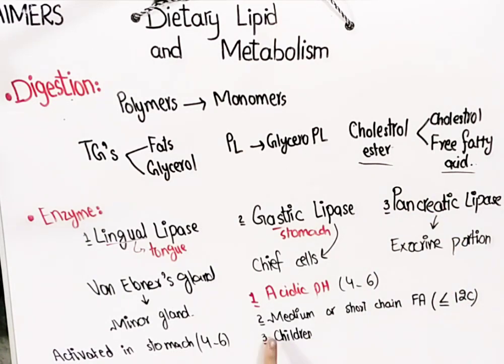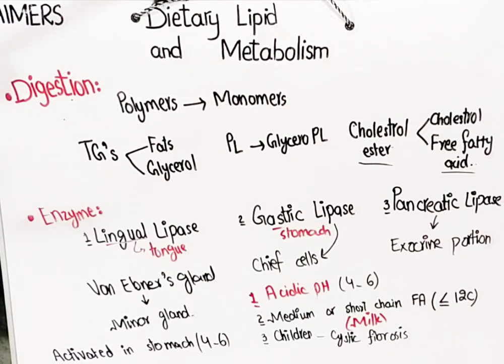Second point, why? Because children, being infants, are more dependent on milk, and milk is rich in short and medium chain fatty acids. So both of these enzymes are more functional in children. Also, the load on these enzymes increases in cystic fibrosis patients. We will study about this disease later. But this is a disease in which pancreatic lipase is not released. That's why the load on lingual lipase and gastric lipase increases. So both of these enzymes are more functional in children and patients suffering from cystic fibrosis.